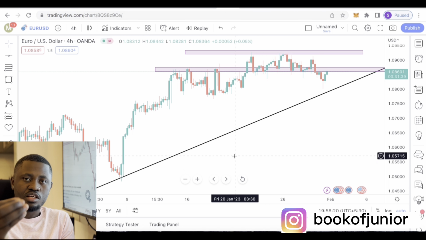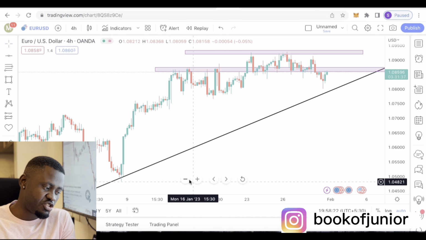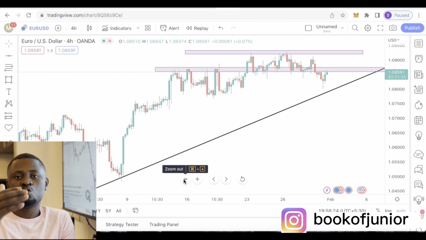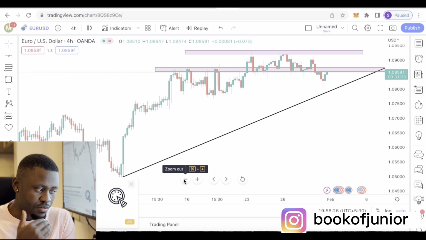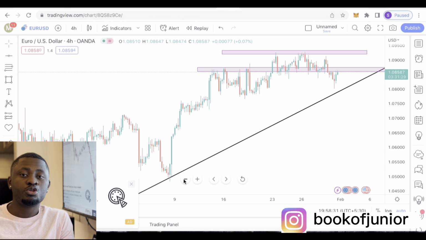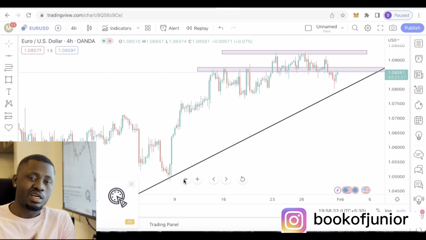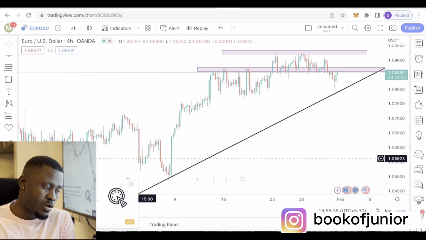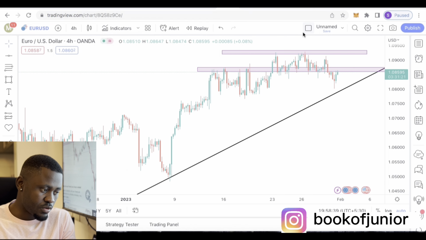So the first thing you have to notice is we have a trend line, and we always want to trade according to the trend of the market. So what we have here is EUR/USD, and the market is in an uptrend. So we should only be looking for sells when it comes to a market like this. So where would you be looking for sells right now? This is the level where you'd be looking for sells.